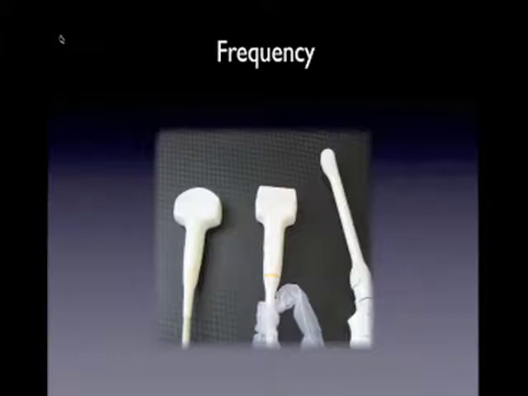The probe on the left is a low-frequency curved probe, meaning it uses frequencies between 3 to 5 megahertz. Low-frequency probes have excellent deep structure imaging, but poor superficial resolution. They are often used for scanning abdominal structures.